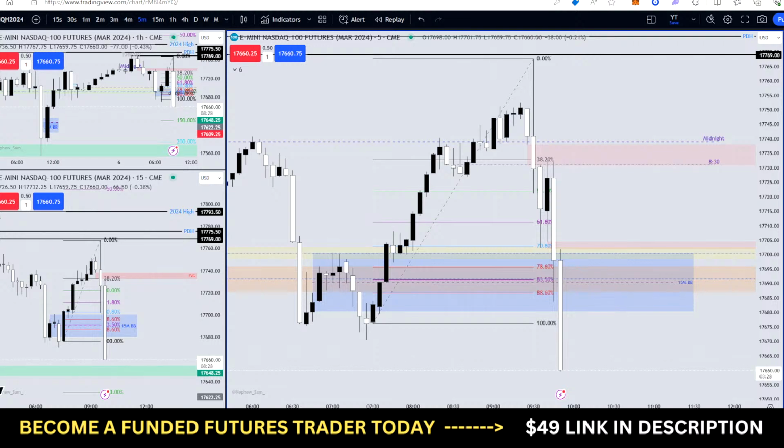So Nasdaq and the Dow still are competing against one another, going the opposite direction, trying to prove to the other one they're better.